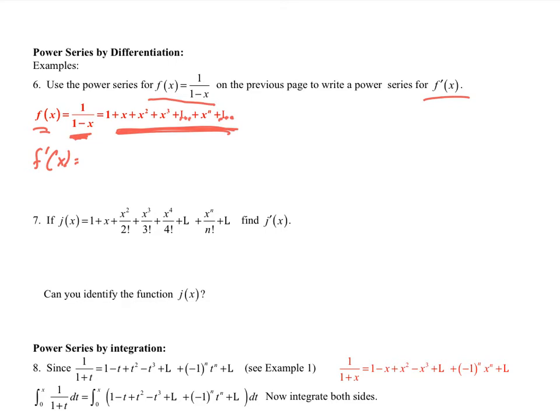I'm going to take the derivative of each piece. What's the derivative of 1? Well, that's going to be 0. Plus 1 plus 2x plus 3x squared. Plus dot dot dot, and then plus n times x to the n minus 1. That would be your general term.